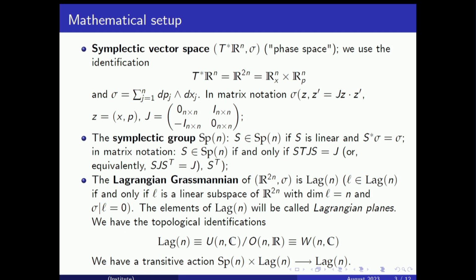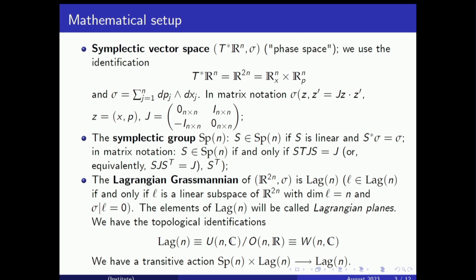And then the Lagrangian Grassmannian, perhaps not everybody is familiar with it. Well, it consists of all Lagrangian planes in a symplectic phase space. Lagrangian planes are maximal isotropic subspaces. That is, they are subspaces of dimension n on which the symplectic form vanishes identically. It can be identified topologically with two homogeneous spaces, U(n)/O(n), the unitary group divided by the orthogonal group, or with W(n), the set of all symmetric unitary matrices.